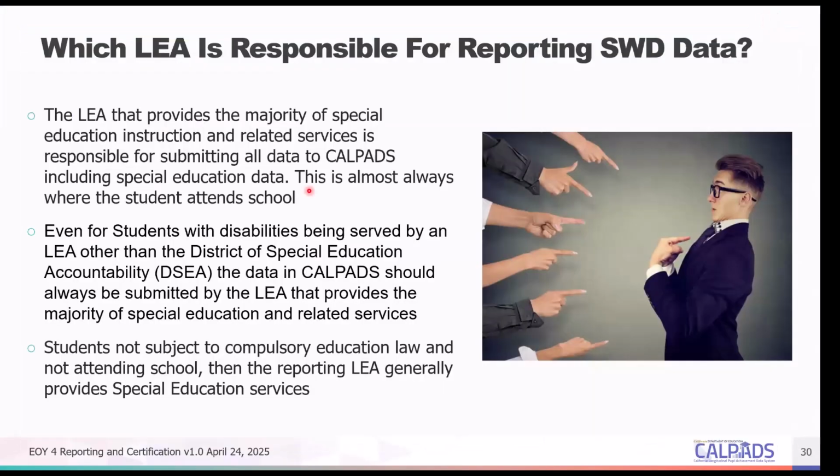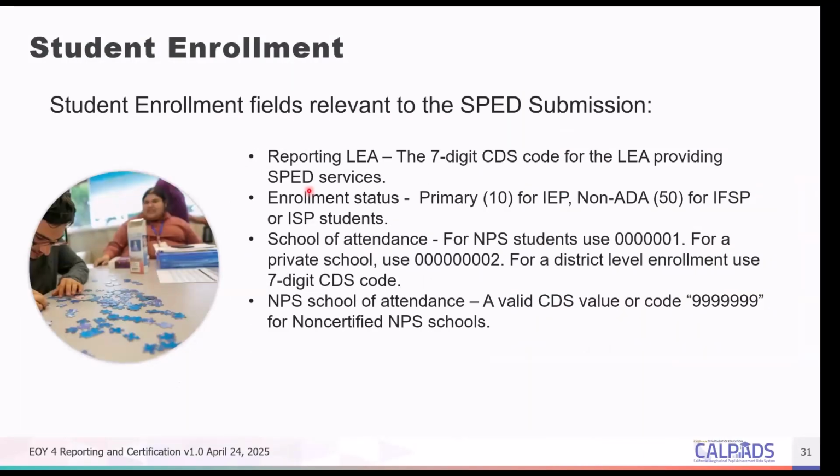Which leads me to the next slide, I believe, which is the student enrollment. So what are the relevant student enrollment fields to SPED submission? Number one, the reporting LEA. Of course, if you are the one providing services, you have to report your CDS code in the enrollment. Number two is the student receiving IEP. If yes, then it should be an enrollment status 10.